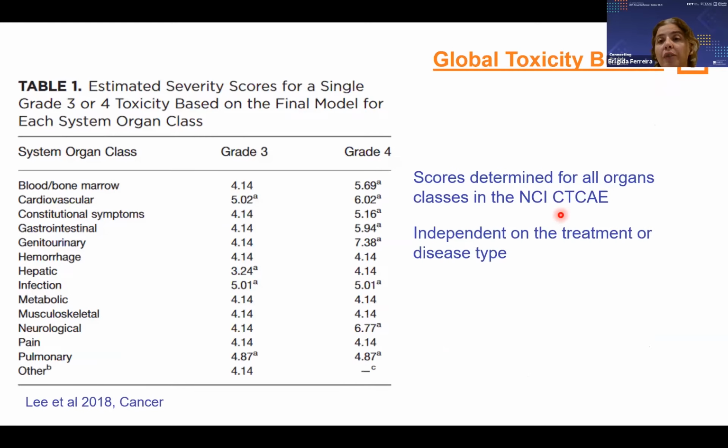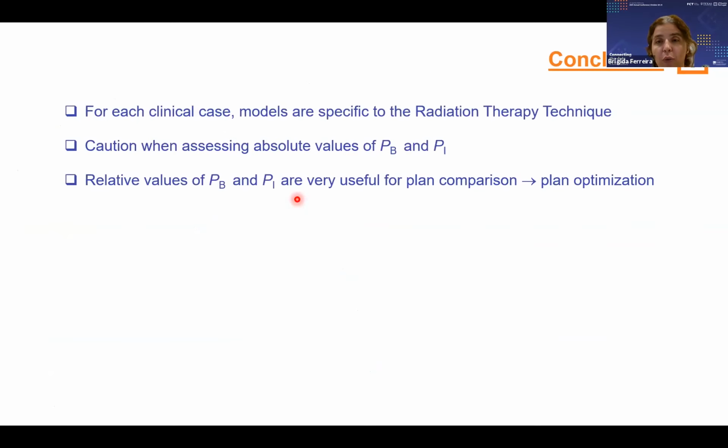So they evolved into a global toxicity burden score, where they actually try to derive a score for all the organs that are listed in the CTCAE. And you can see that generally the scores that they found for grade 4 are higher than for grade 3, but there are a few exceptions. So it's very strange that a grade 4 complication has a smaller score than a grade 3 complication. So maybe this guideline should be reviewed.